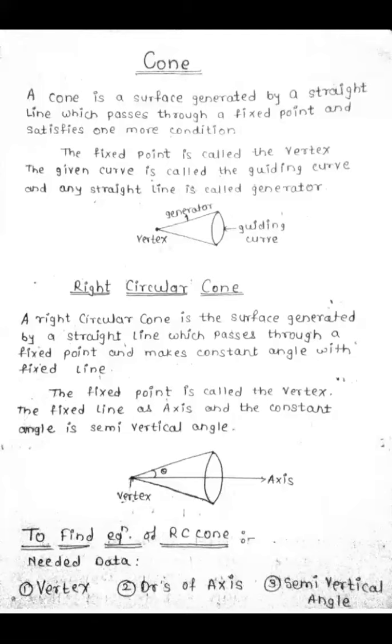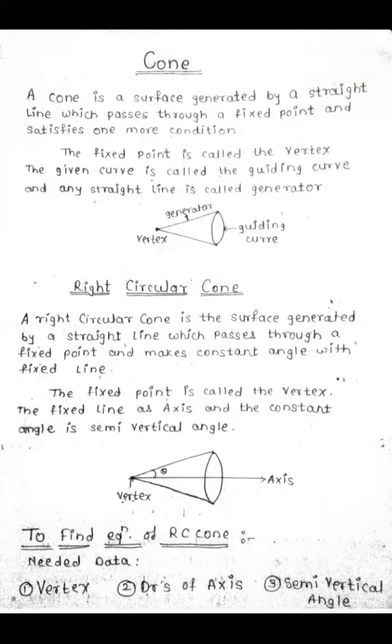Hello students, the topic of this video is right circular cone. Before starting the right circular cone, let us begin with the definition of cone. A cone is a surface generated by a straight line which passes through a fixed point and satisfies one more condition, like it passes through a given surface or a given curve.